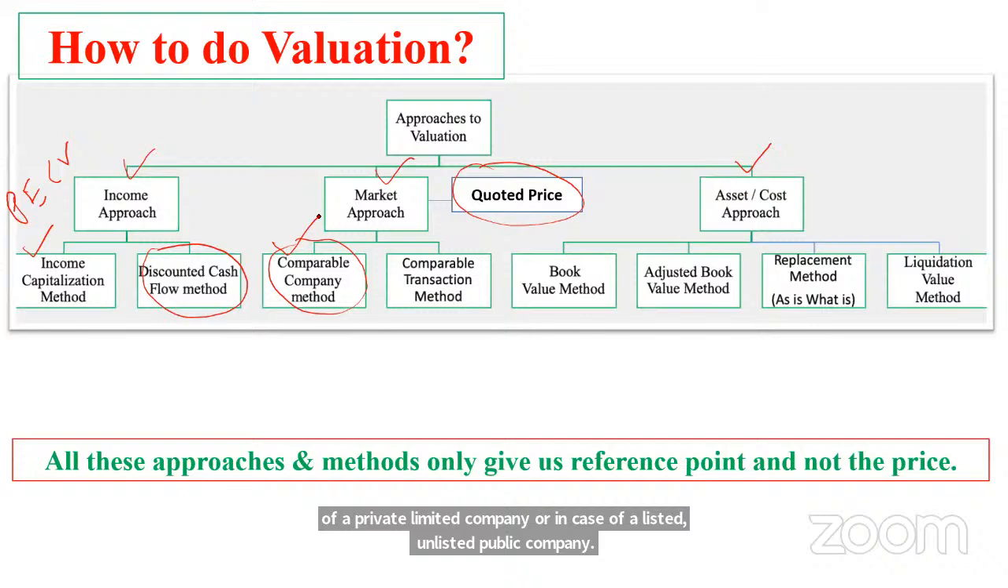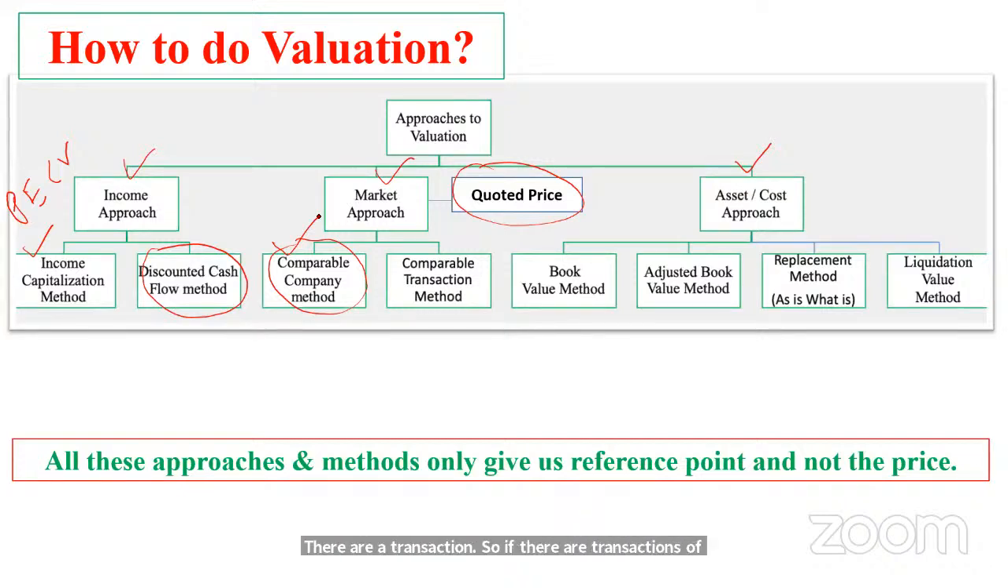There are transactions. So if there are transactions of purchase or takeover or acquisition regarding a private limited company or an unlisted public company, then how do you do the evaluation? Because they are not quoted. So that's where you use the comparable company method.